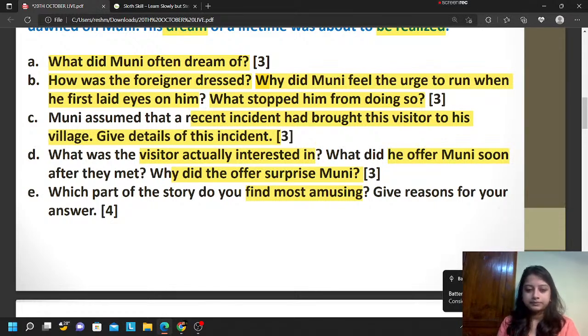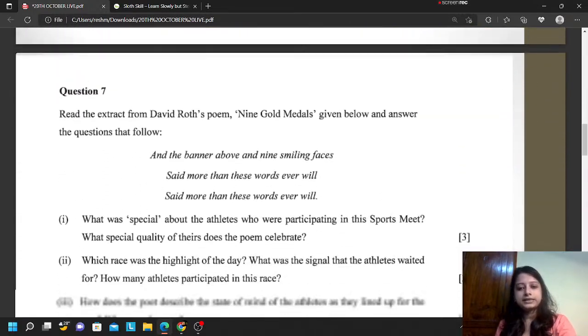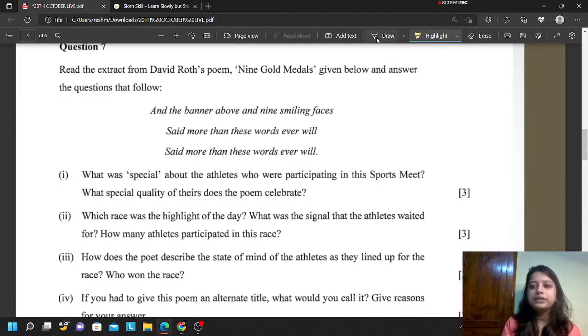I believe this portion is clear. There is no doubt with this part. So we will move to the next page where we have 9 Gold Medals. I believe it is there for class 10. So 9 Gold Medals we are going to do, and then again we will move to Act 2, Scene 2 of Merchant of Venice.